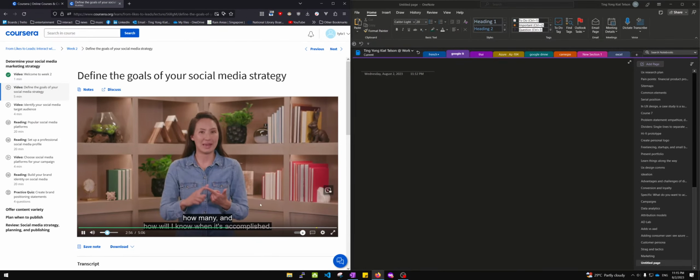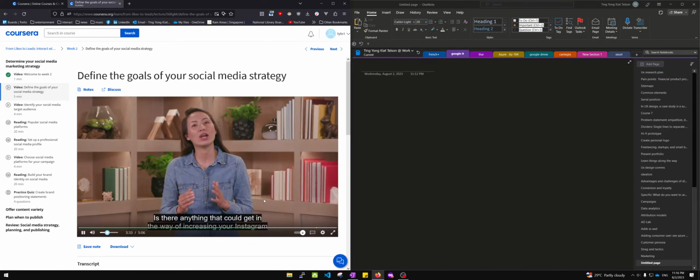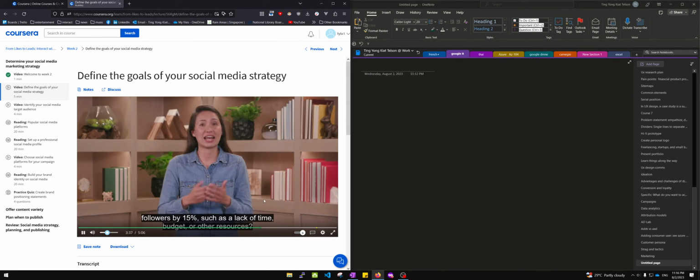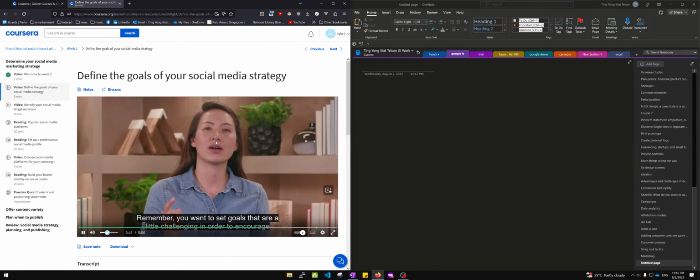Once you've made your goal specific and measurable, you need to determine whether it's attainable. An attainable goal is realistic given any constraints. Is there anything that could get in the way of increasing your Instagram followers by 15%, such as a lack of time, budget, or other resources? Remember, you want to set goals that are a little challenging in order to encourage growth.